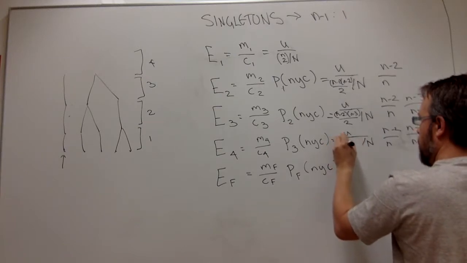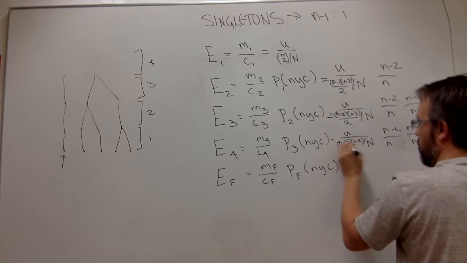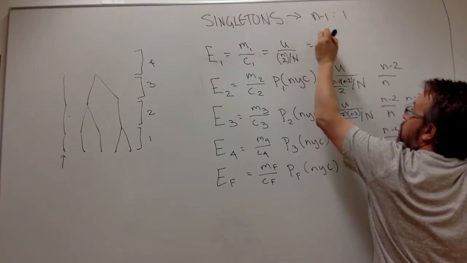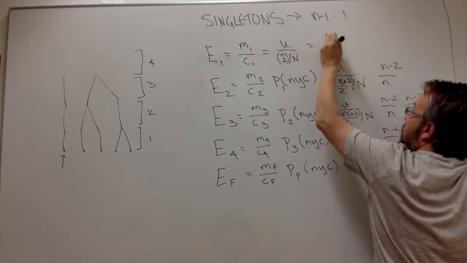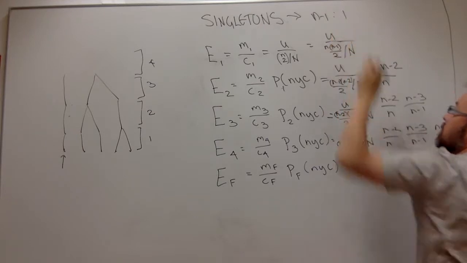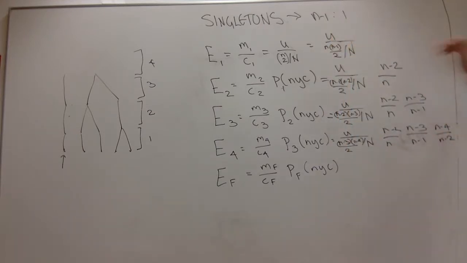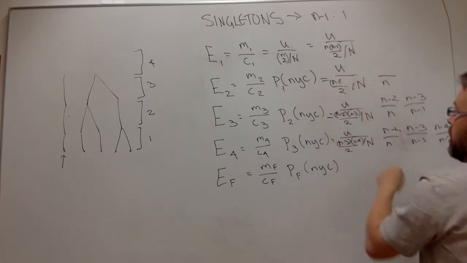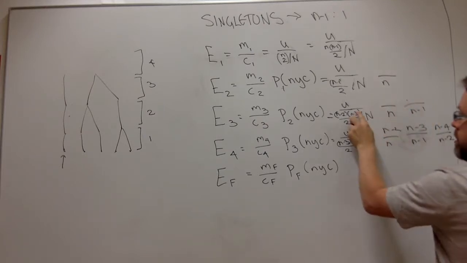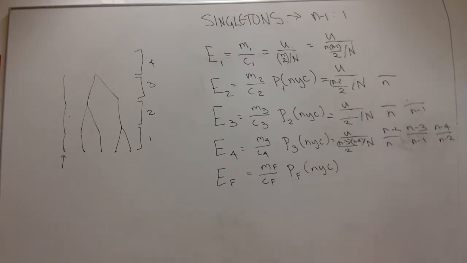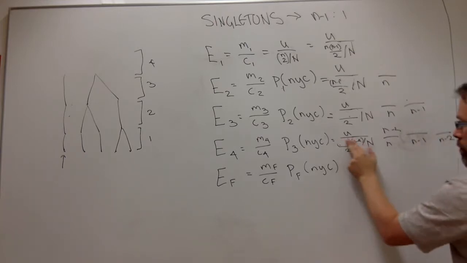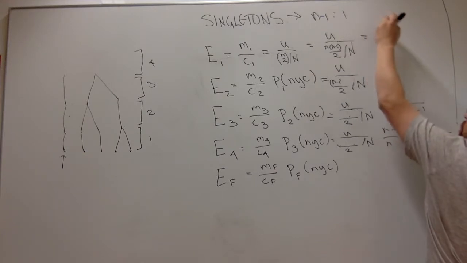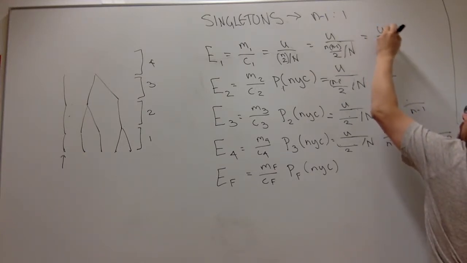This is n minus 3, n minus 4 over 2. And actually, here we can rewrite this as u equals n times n minus 1 over 2, over n. Okay, so we can do some simplifying here. We can get rid of these n minus 2's. Here we can get rid of the n minus 2's and the n minus 3's. And here we can get rid of the n minus 3's and n minus 4's. And so then this becomes u over n minus 1.